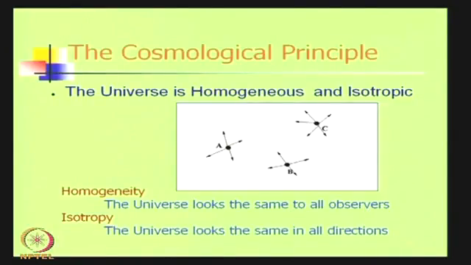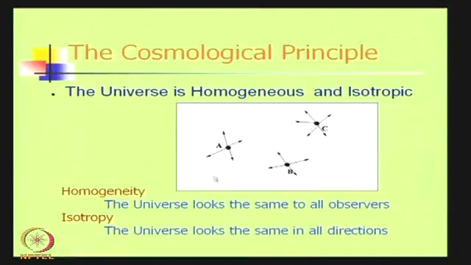If I have a fluid, water, which has homogeneous density, it means that the density of water is the same everywhere. Similarly, when I say that the universe is homogeneous, what it means is that the universe appears exactly the same to all observers irrespective of where they are located.